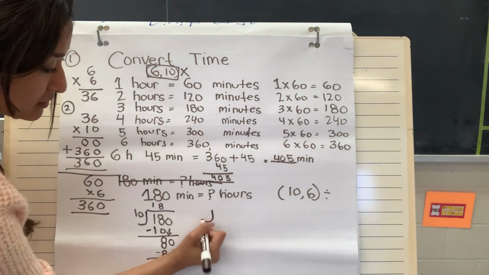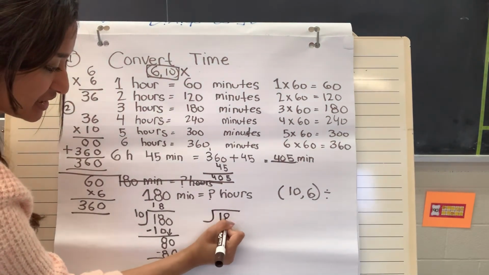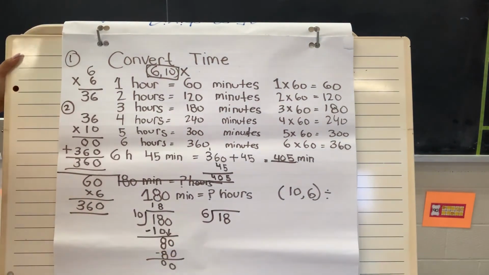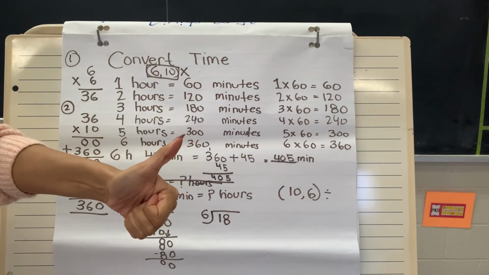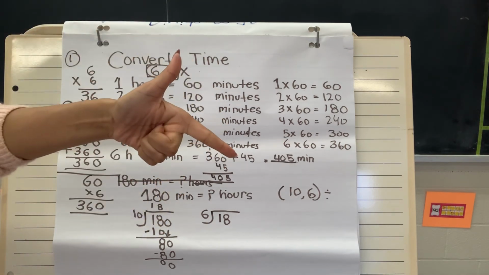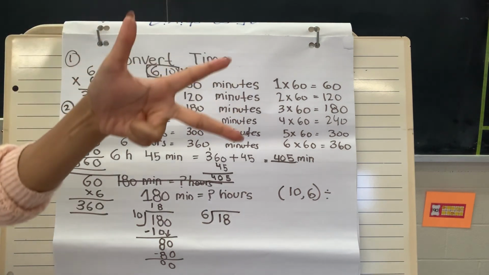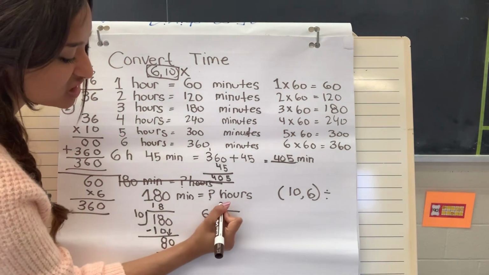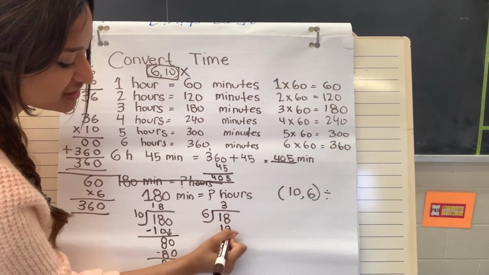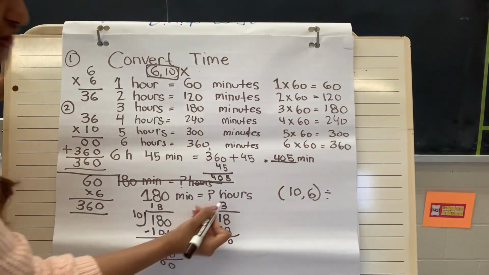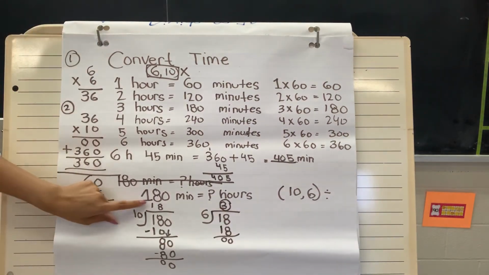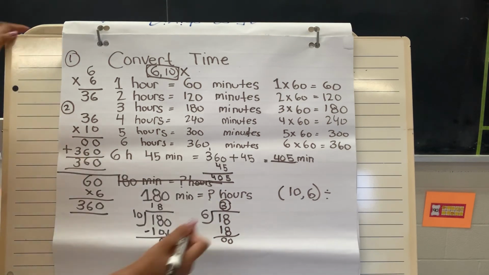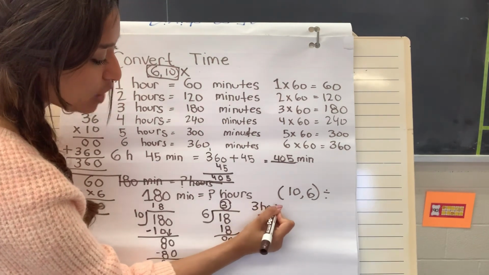So let's go ahead. I got my 18, and now I need to divide it by 6. So let's say our 6 times table. 6 times 1 gives me 6. 6 times 2 gives me 12. 6 times 3 gives me 18. That's right. Here is my answer. 180 minutes equal how many hours? 3 hours. So I got 3 hours.